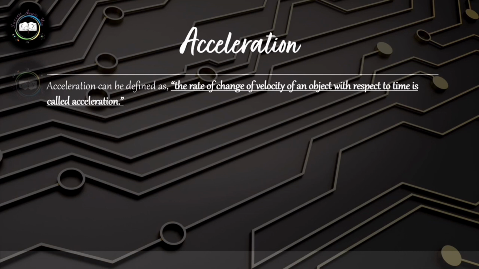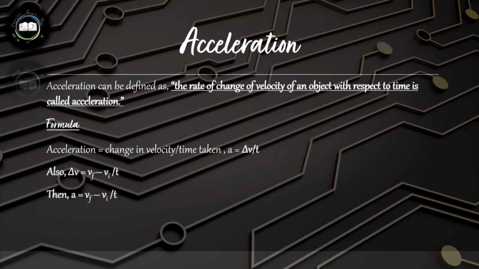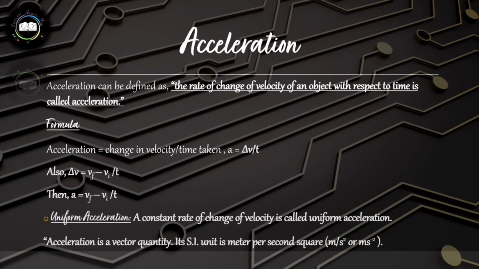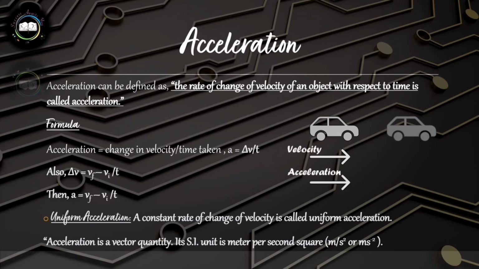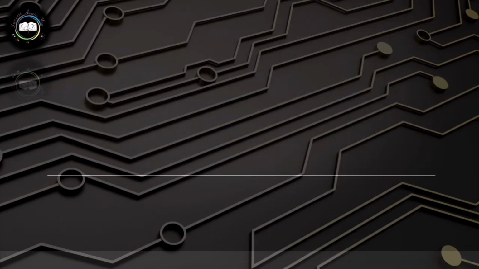Acceleration. The rate of change of velocity is called acceleration. It can be calculated as acceleration equals change in velocity upon time taken, or equals Vf minus Vi upon t, where Vf is final velocity, Vi is initial velocity, and t is time taken. Acceleration is a vector quantity. Its SI unit is meter per second square. When the direction of velocity and acceleration is the same, it is positive acceleration, and if it is in the opposite direction, then it is negative acceleration or deceleration.